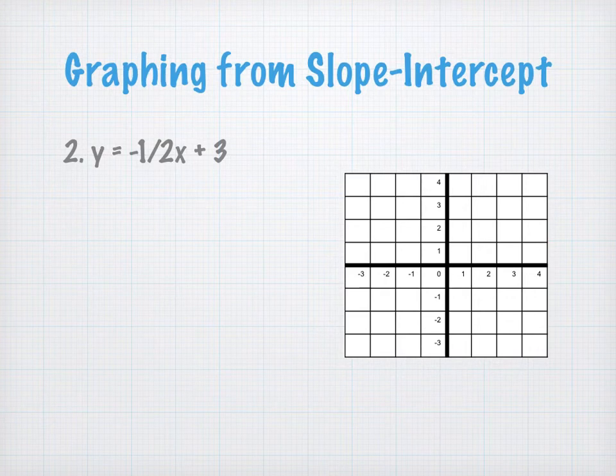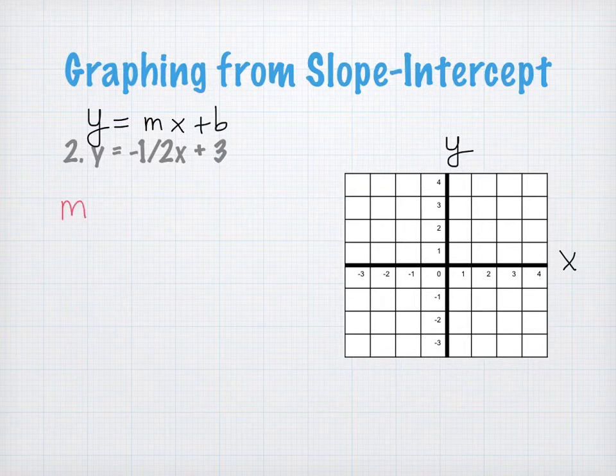Let's look at another example, graphing in slope-intercept form. Let's first label our x and y axes. And again, this is in slope-intercept form, y equals mx plus b. Now labeling what we know. This time our slope is negative 1/2, our y-intercept is a positive 3.